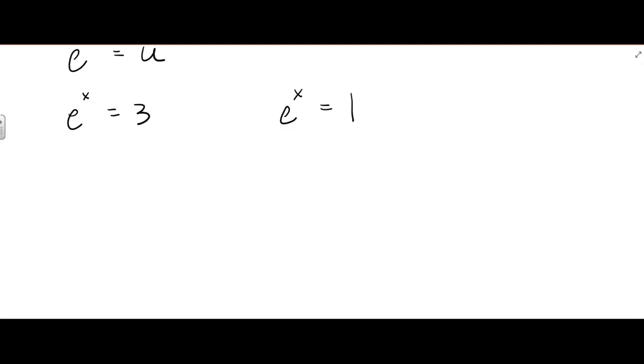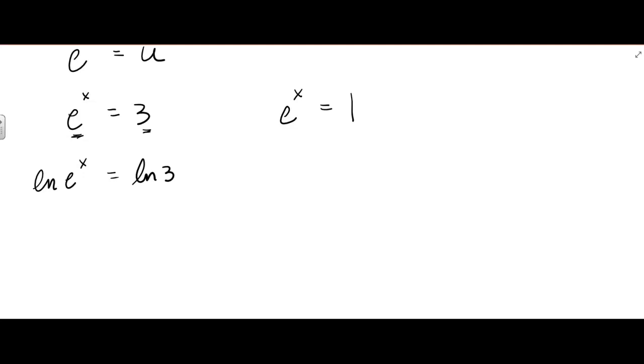Okay, so what can we do? Well, I can't get the bases the same. That's an e and that's a 3. So there goes that idea. That was the fun idea we started this whole section with. But I can take the natural log of both sides. So natural log of e to the x equals the natural log of 3.